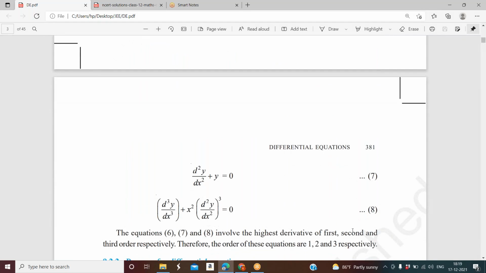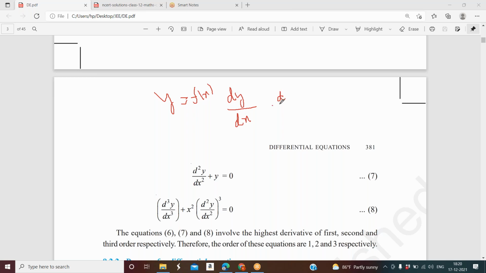Then we move on to the next one. See the seventh equation, d square y by dx square plus y equal to 0. Here, I am differentiating y with respect to x two times. The first time, if you differentiate y with respect to x, you will get dy by dx. y is a function of x, so this is the first order derivative.